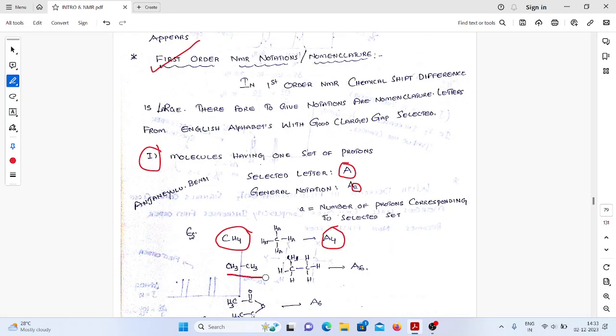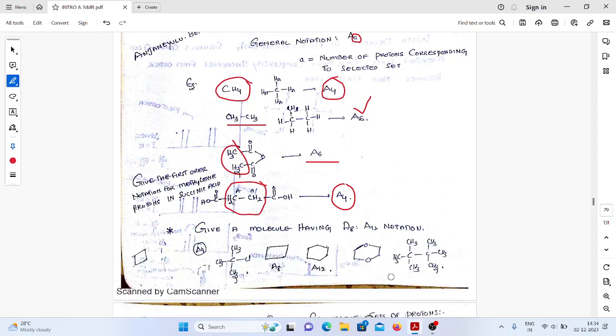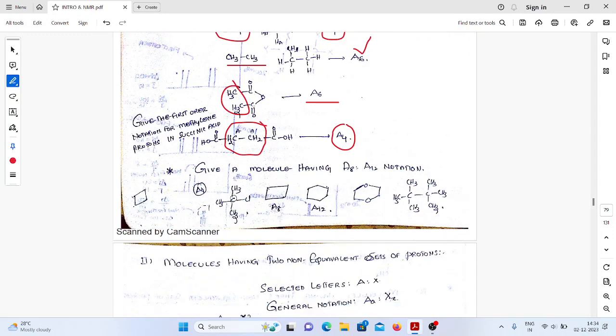That's why it is represented as A4. Suppose if you take this one, all are same kind of protons. How many? 6 protons. That's why A6. Here also, these 6 protons are same or not? So represented as A6. Okay. If you see these 4 protons, chemically equivalent or not? One set or not? That's why it is represented as A4. I think you understand very well. Okay. This is the first kind of notation. In case of this one, see 9 protons, A9, cyclobutane A8, hexane A12. In that way we can observe.